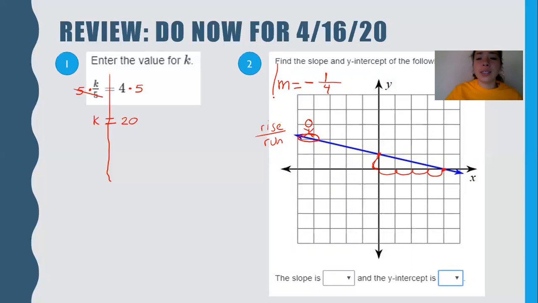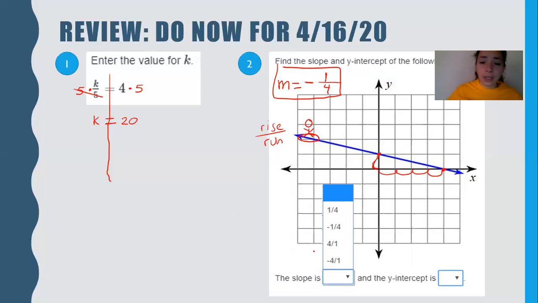So our answer is this. Our slope is negative 1/4. So when you click here, it'll give you options like this. What you have to do is look for the one that says negative 1/4. If you look, this one doesn't say negative, so it can't be that one. This one says negative 1/4. So you would click on that answer.